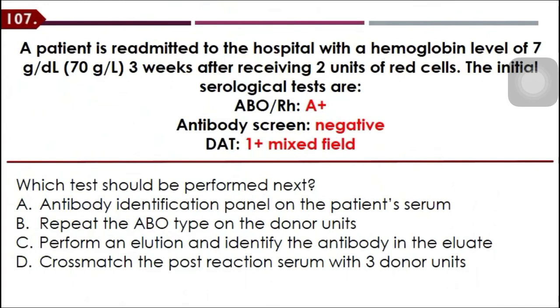Next, a patient is readmitted to the hospital with a hemoglobin level of 7, 3 weeks after receiving 2 units of red cells. The initial serological tests are, again, okay, tinanong na po to. Okay, answer po is letter C, perform an elution and identify the antibody and the LU weight. Again, that 1 plus mixed field po. Again, may positive reaction po sa that. So, we will perform an elution po.